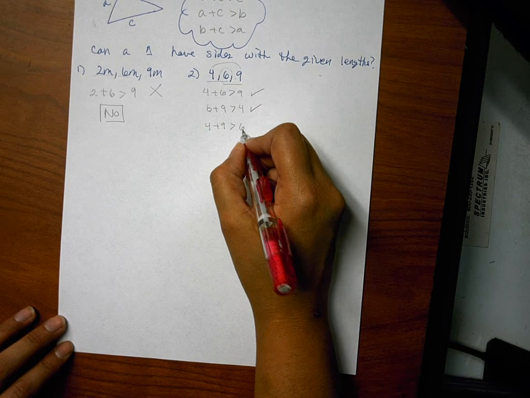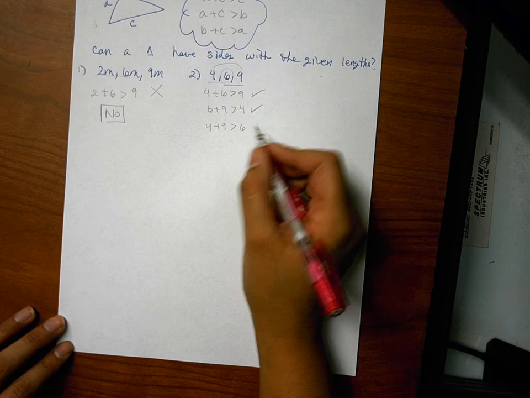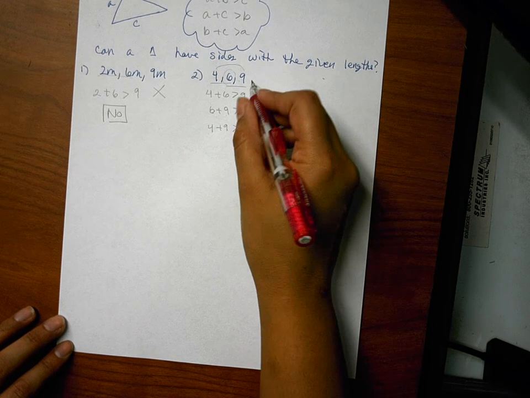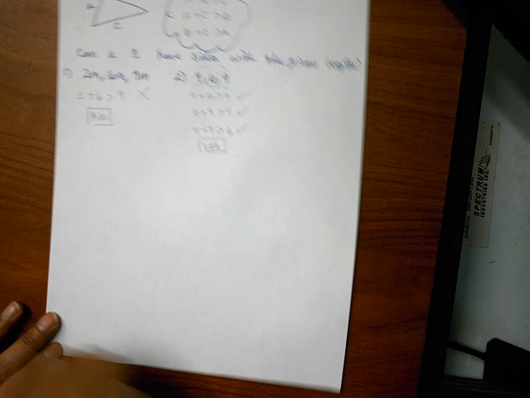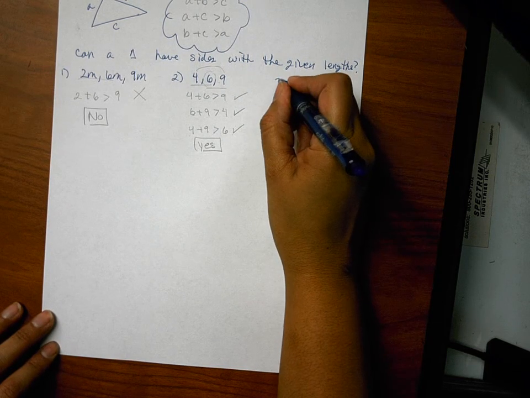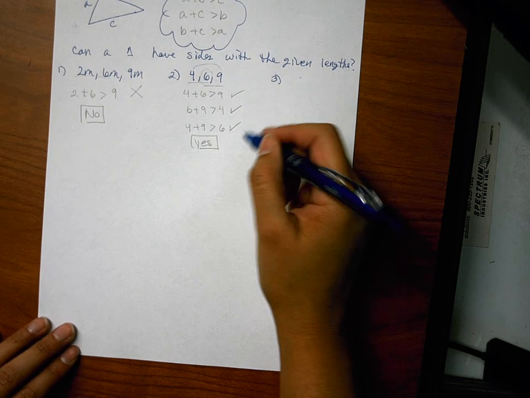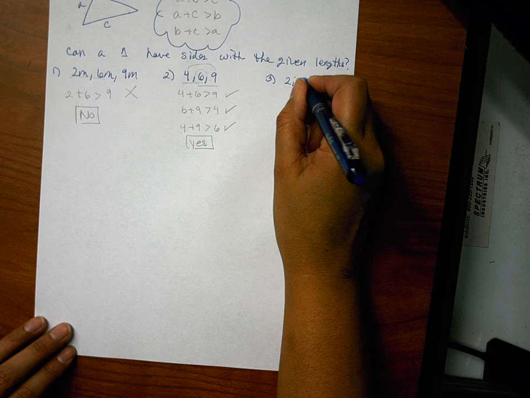I've done 4 and 6, 6 and 9. Now I'm going to do 4 and 9. 4 plus 9 must be bigger than the third side, 6. 9 plus 4 is 13, which is bigger than 6. They're all yes, so the answer is yes.